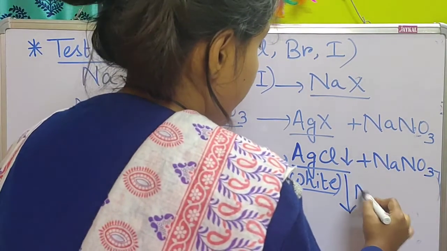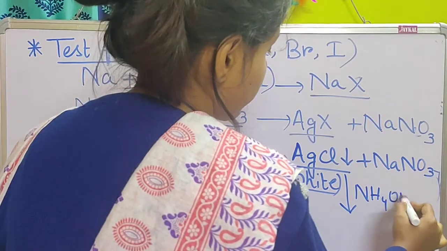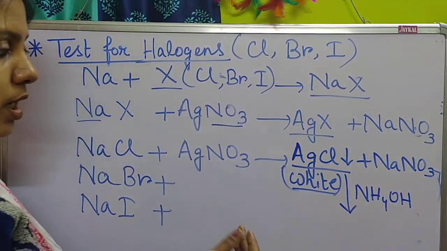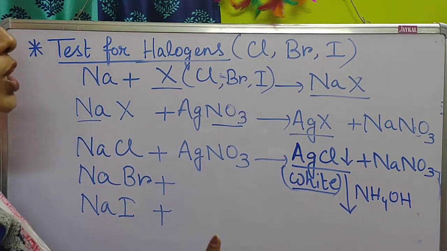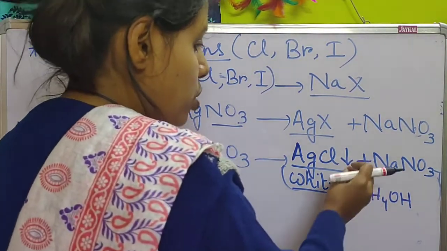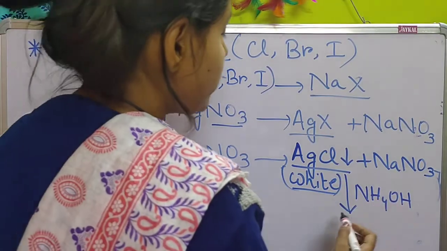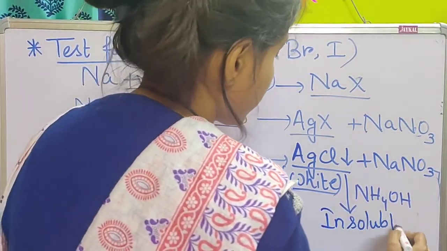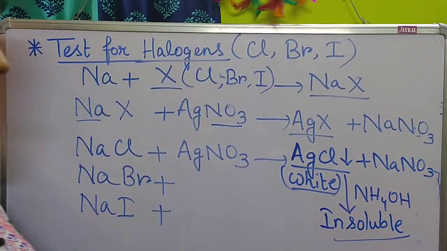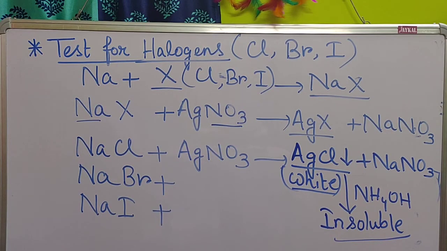Now if we add ammonium hydroxide, or ammoniacal solution, the aqueous solution, aqueous means water, aqueous solution of ammonia, then it will be insoluble. That means the precipitate will not dissolve. So that confirms the presence of chlorine.